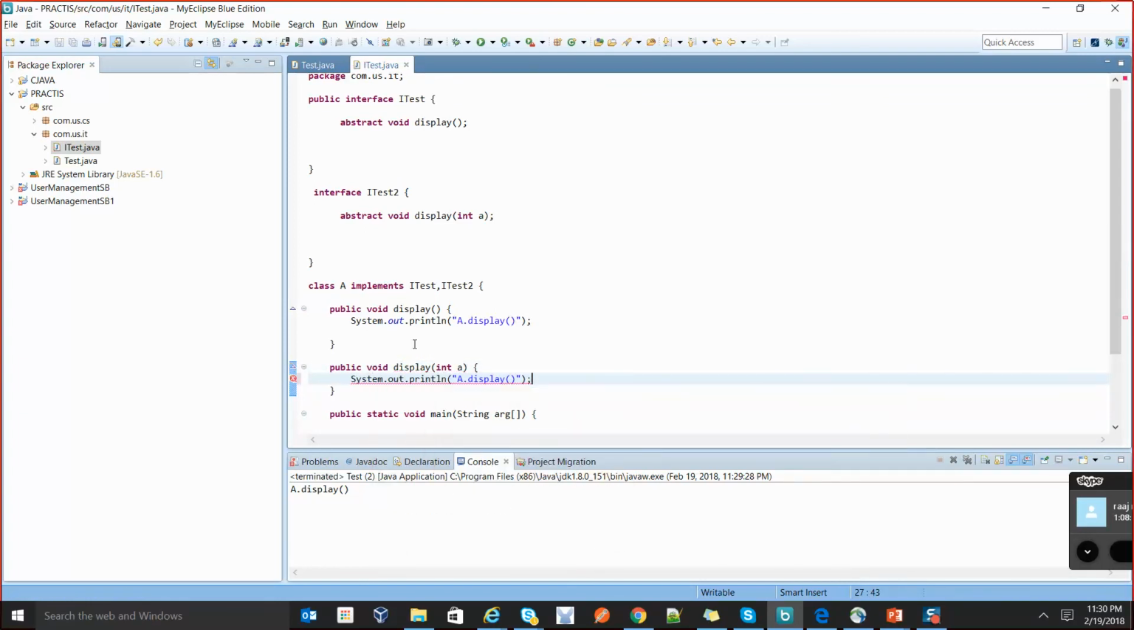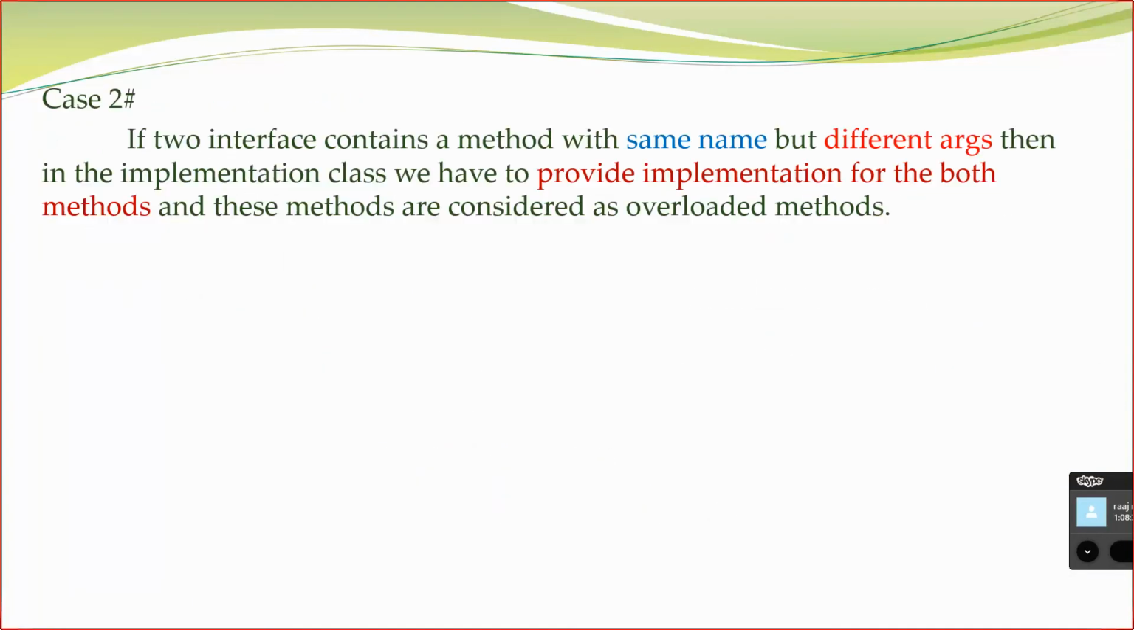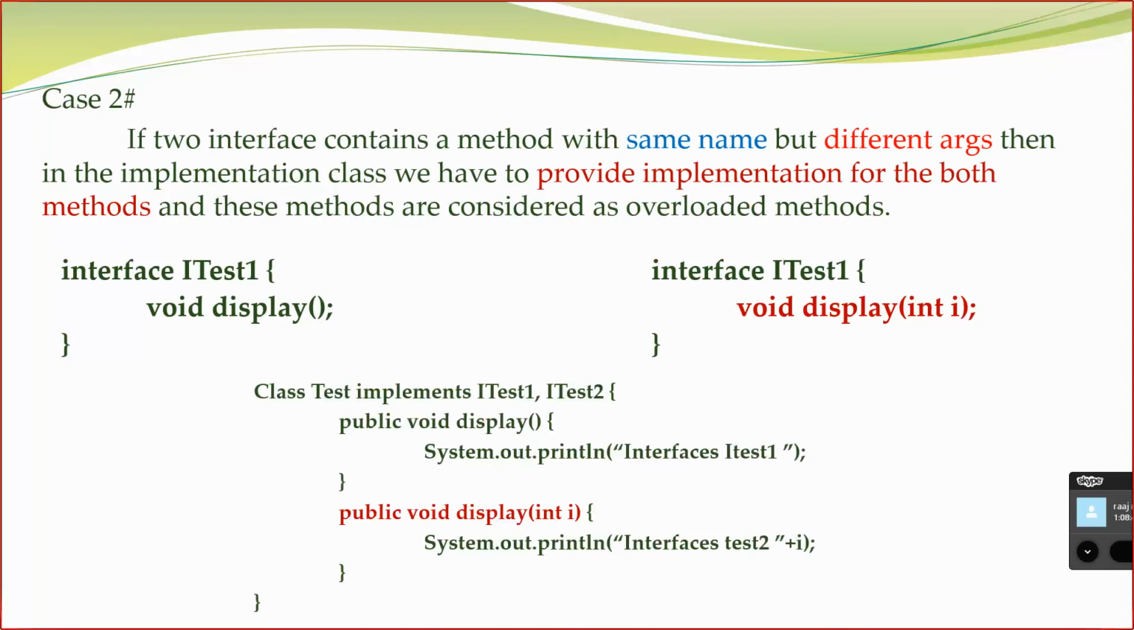Both are two different methods, right? The signatures are different. So these are clear. Just see this, what I'm trying to say. Both have different implementations. We have to provide implementations for both methods, right? See like this. Based on the reference, you can call whichever method you want.